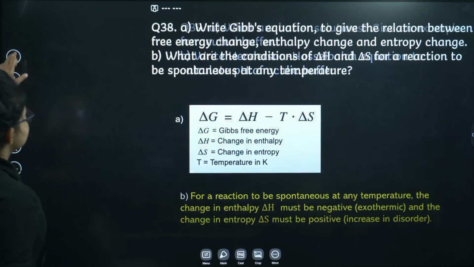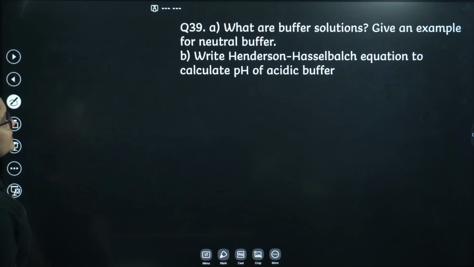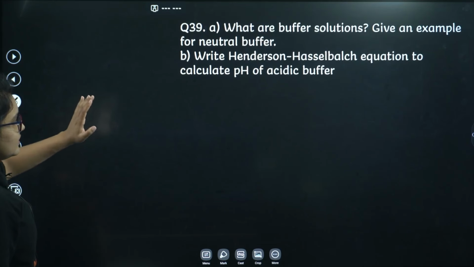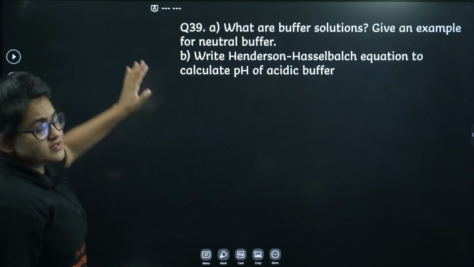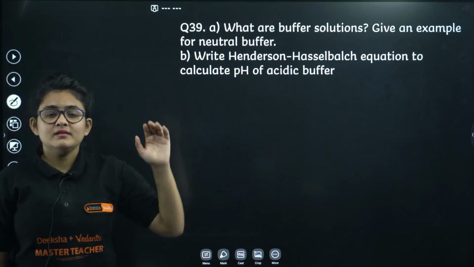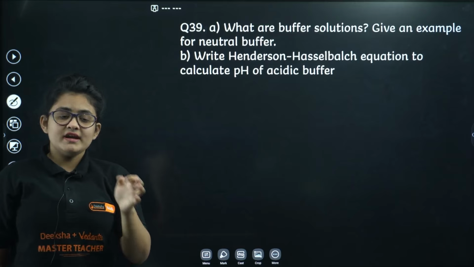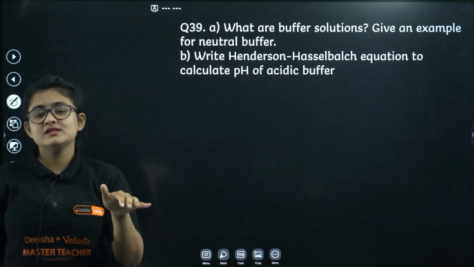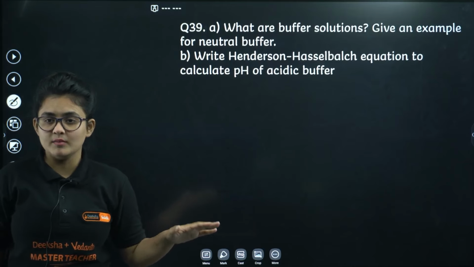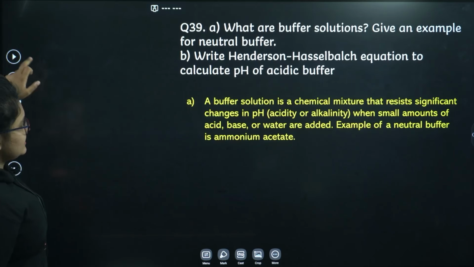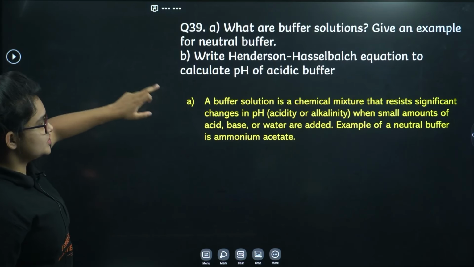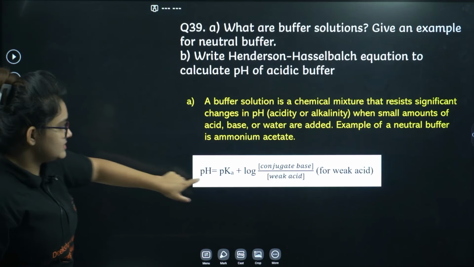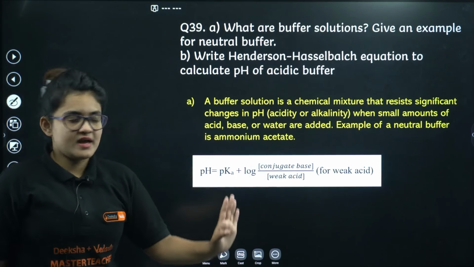Okay, let's proceed. What are buffer solutions? Give an example of a neutral buffer. Write the Henderson-Hasselbalch equation to calculate the pH. A buffer solution is a solution that, when a little amount of acid or base is added, prevents the pH change of the particular medium. This is the definition, and one neutral buffer is ammonium acetate. The Henderson-Hasselbalch equation is this one. So I guess it's okay.